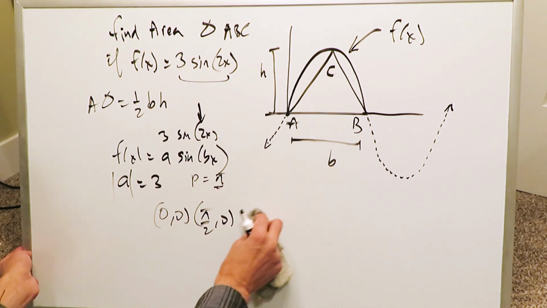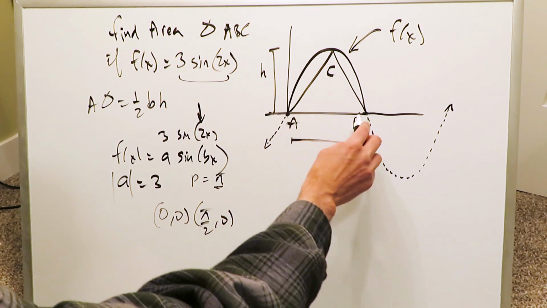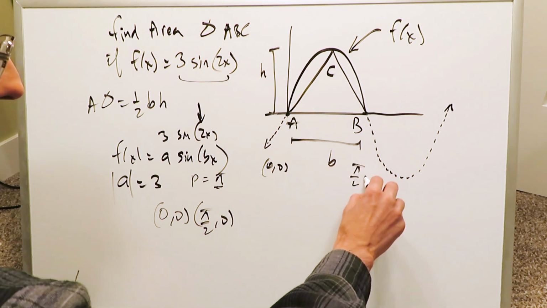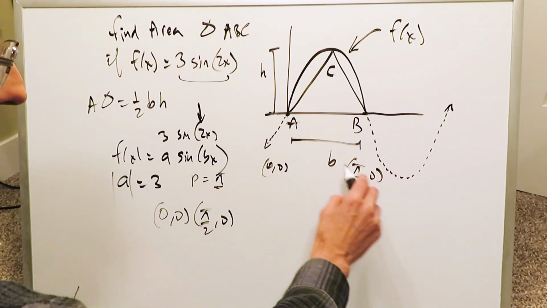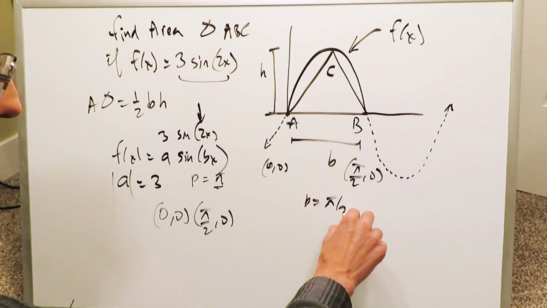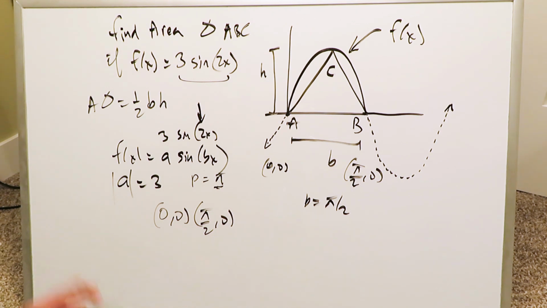The other thing it tells you is that you've now determined the base. The base of the triangle is represented by 0, 0 and pi over 2, 0. Its dimension is pi over 2 minus 0, so the base is equal to pi over 2. The height is equal to the amplitude of this sine function, which is 3. Now we have everything we need to determine the triangle area.